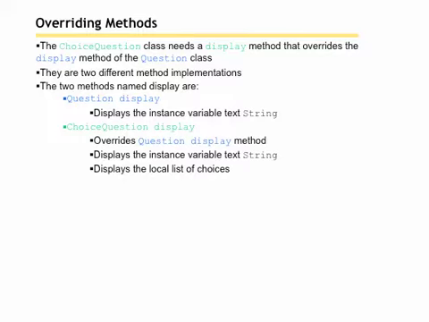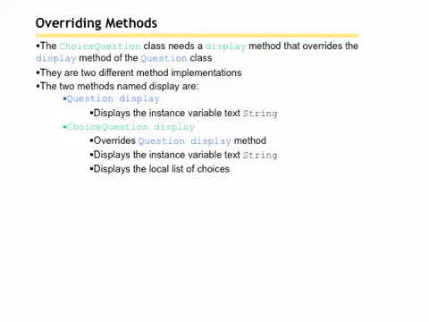Overriding methods. The ChoiceQuestion class needs a display method that overrides the display method from the Question class. And why is that? It's because the ChoiceQuestion class has this little ArrayList with all the different options for answer. And if we rely on the display method in the superclass, it can't handle that list. So we need to override it in the subclass. They are two different method implementations, although they have the same name and they accept the same parameter list.